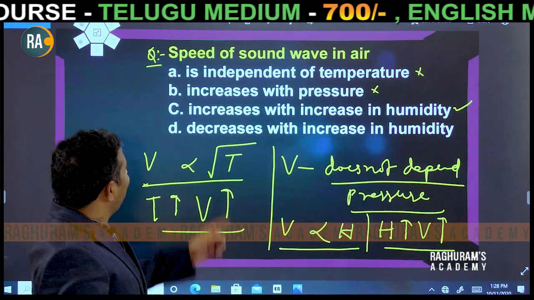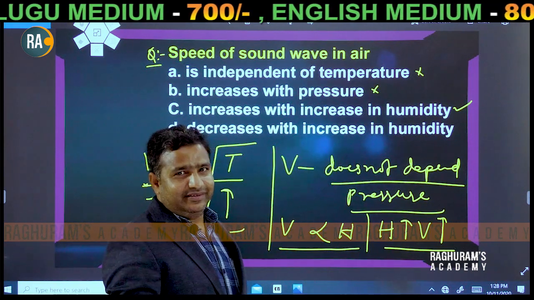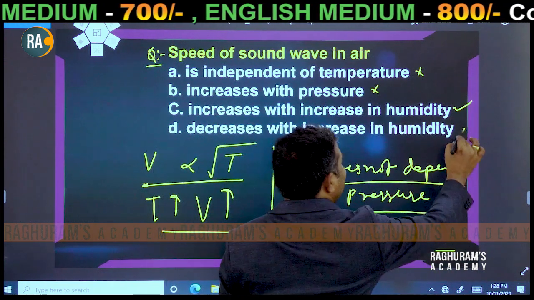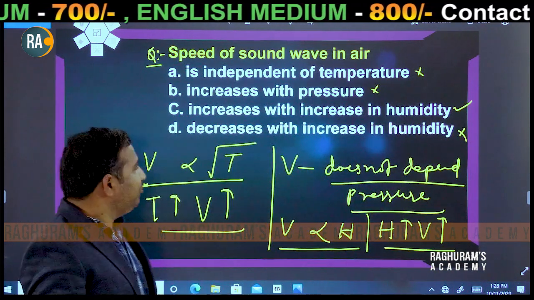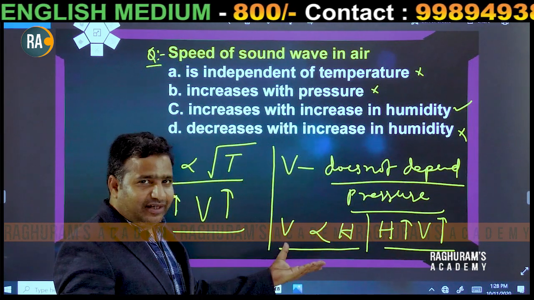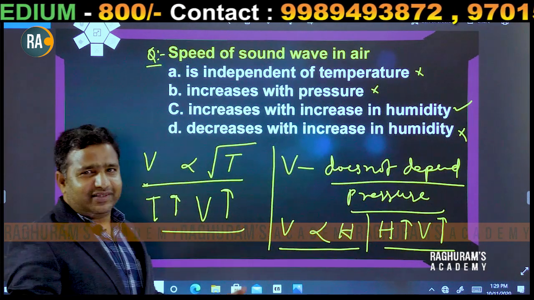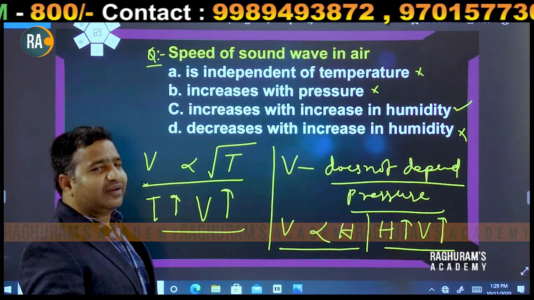Now again we discuss option D also. It says it decreases with increase in humidity. So this is the wrong option, the opposite of option C. Here both are directly proportional to each other. That's why if we increase the humidity, the velocity of sound also increases. That's why option C is the correct answer.